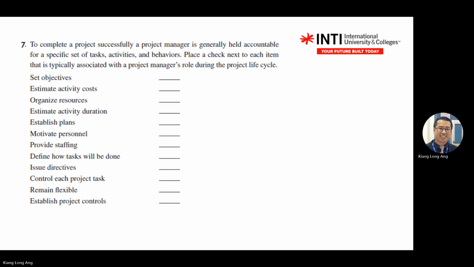What else? Does PM provide staffing? Who provides the staffing? Functional line manager. Estimate activity duration.